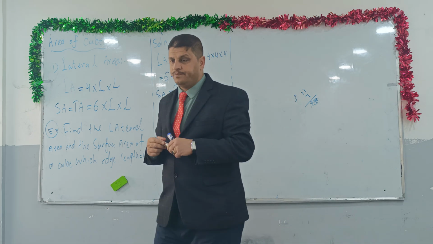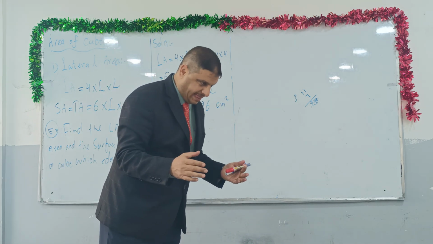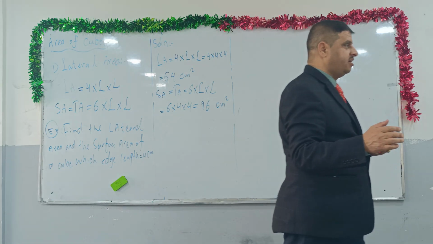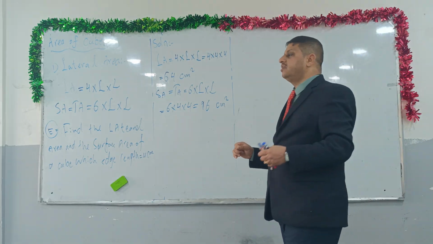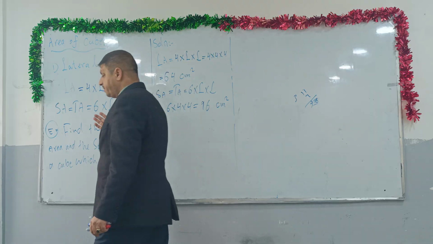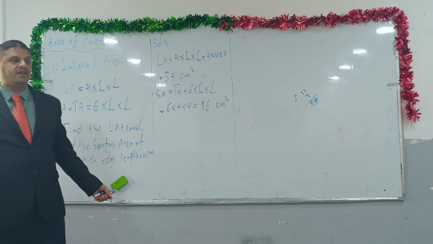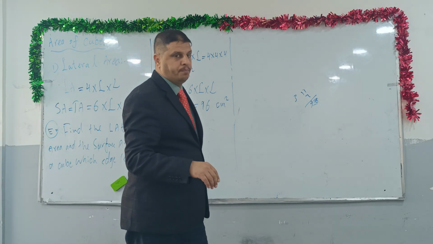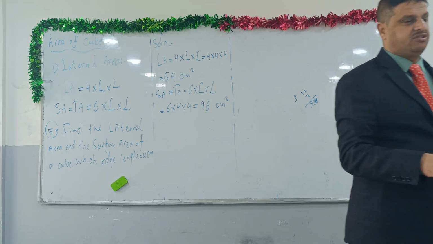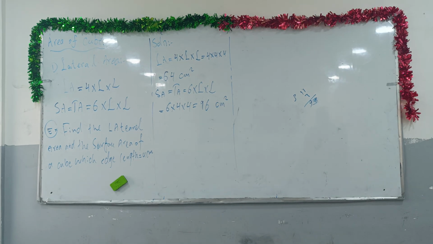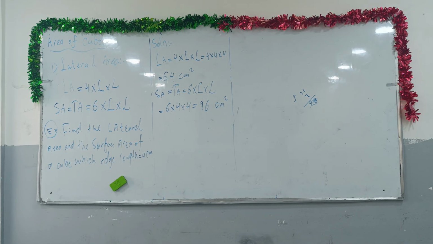Here is the total area, which they call the surface area, and the lateral area of any cube can be found by this method or this way. Dear students, all you have to do is focus with the lessons.